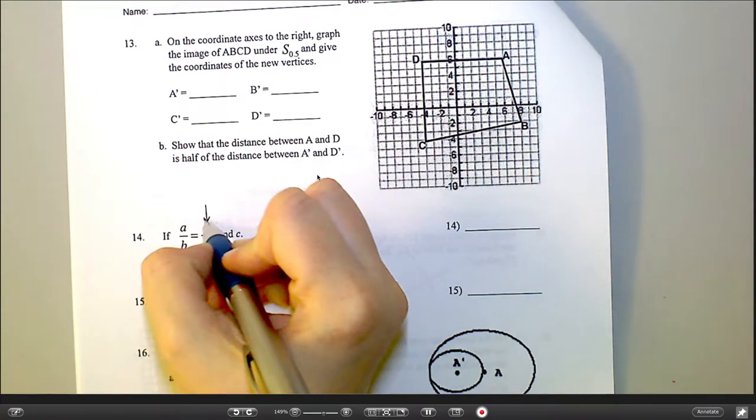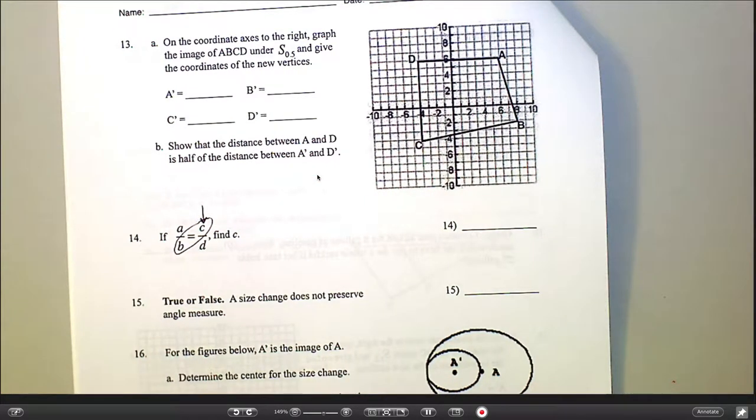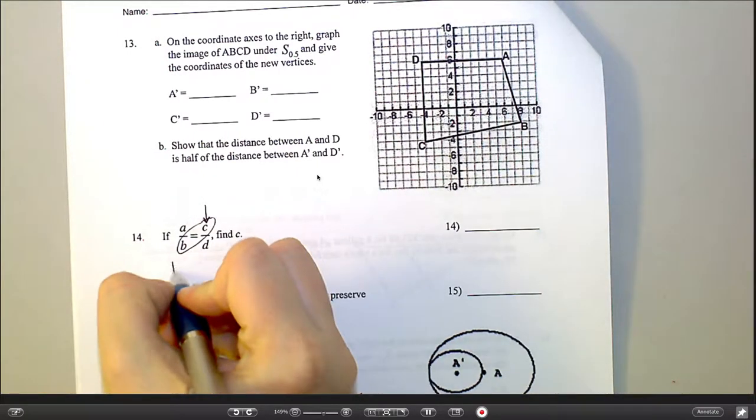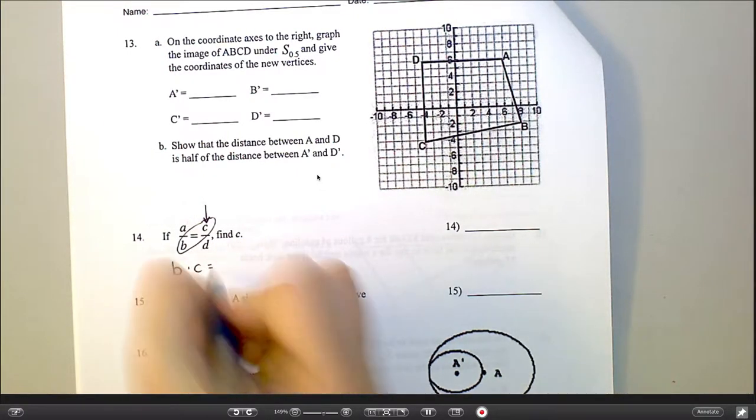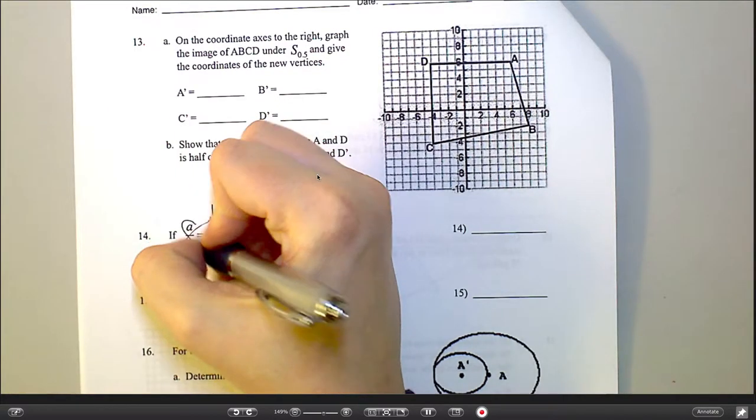Okay. Does this help? What do I do with B and C? Multiply. So B times C should equal what? Should equal A times D.